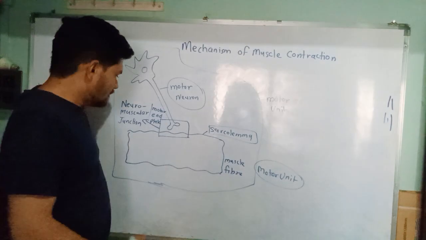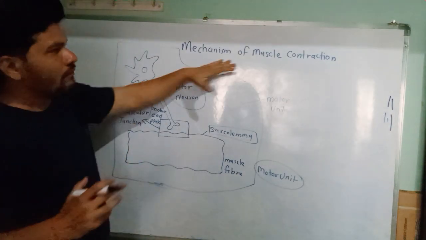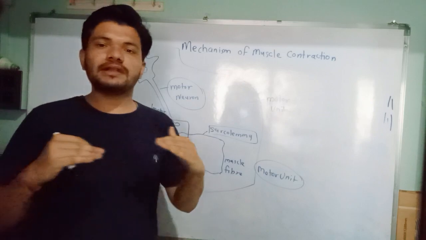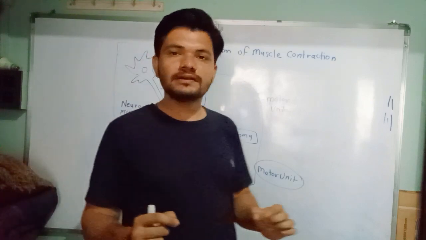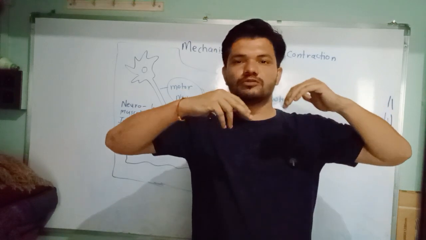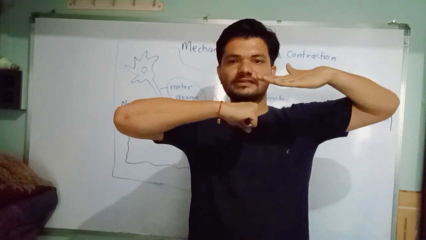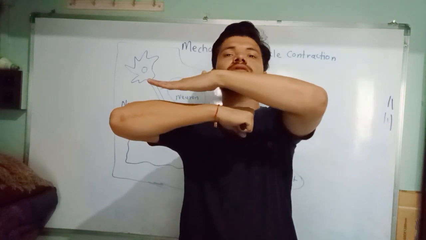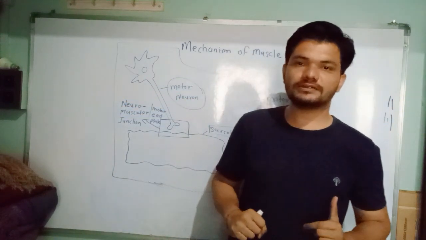Then the mechanism of muscle contraction is explained with the sliding filament theory, which states that the thin filaments are going to slide over the thick filament. Suppose this is a thick filament and this is a thin filament. So thin filaments are going to slide over the thick filament.